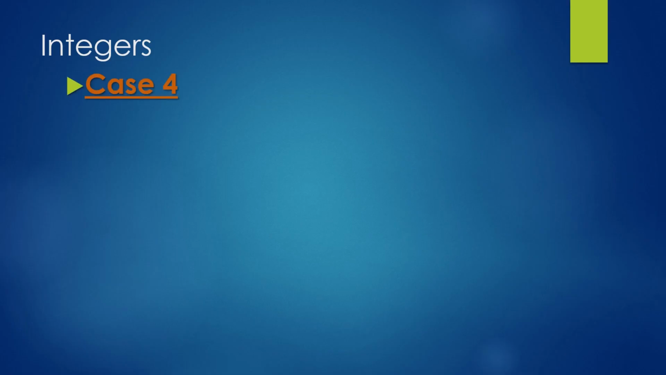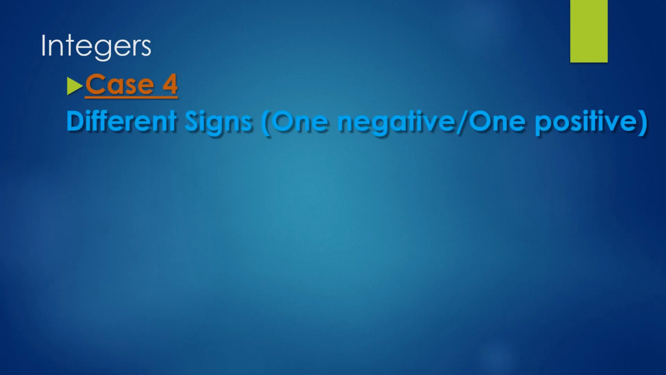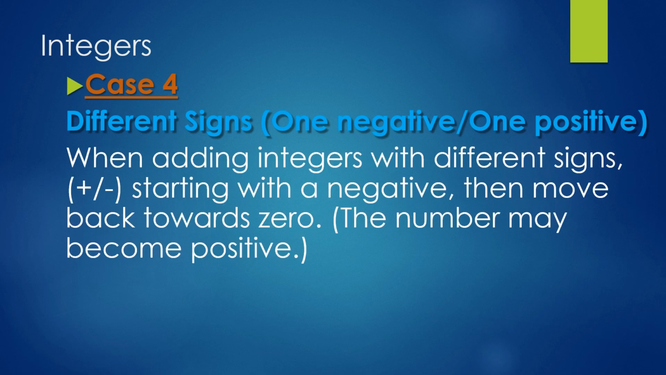Now let's look at an example from case number 4. In this case, we have different signs, first one negative and then one positive. When adding integers with different signs, plus and minus, starting with the negative this time, we move back towards 0 because we're adding a positive number, which means we're going to be getting closer to 0 and balancing out that negative number. And depending on that positive number, if it's bigger than the negative, it's going to be positive.